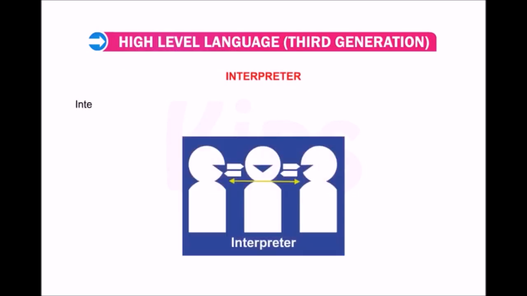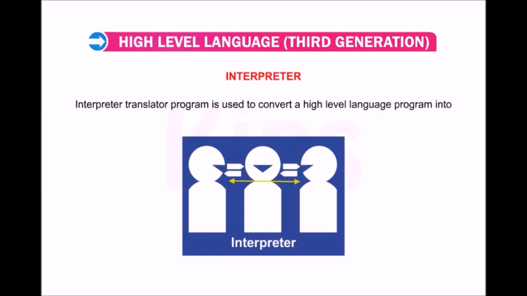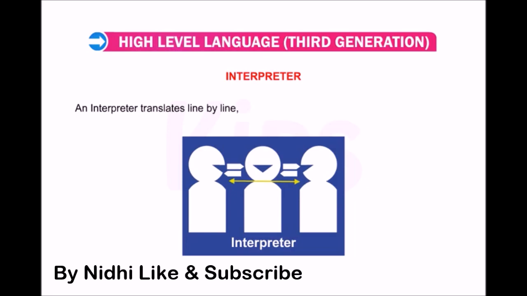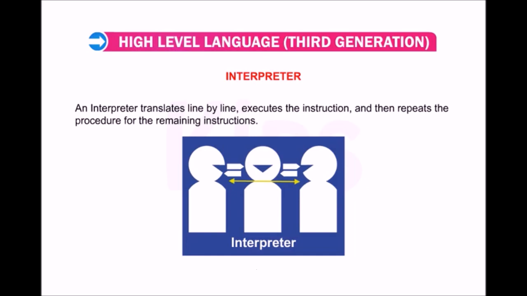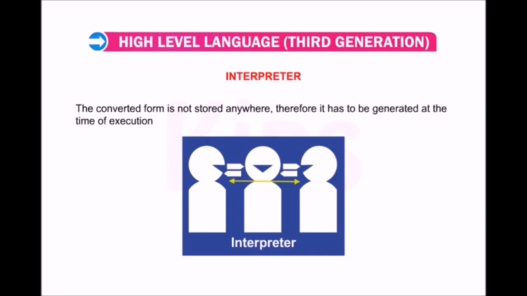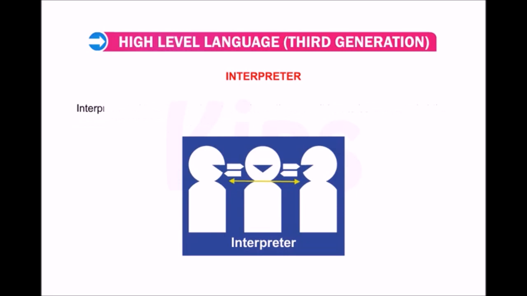Interpreter. This translator program is used to convert a high-level language program into machine language. An interpreter translates line by line, executes the instruction and then repeats the procedure for the remaining instructions. In case any errors are found, they are to be immediately removed. The converted form is not stored anywhere, therefore it has to be generated at the time of execution of a program. Interpreter programs are preferred for beginners and are slow in execution speed.